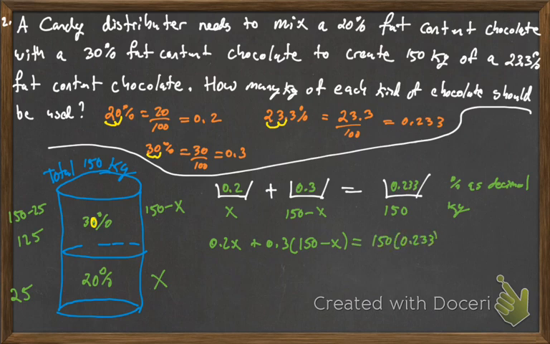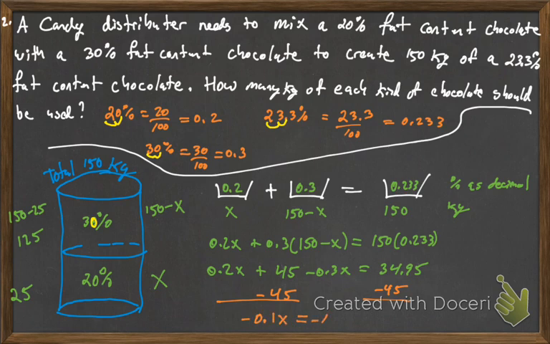Okay, so very similar to the previous one, we'll go ahead and distribute the 0.3, get 45 minus 0.3x, and then 150 times 0.233 is 34.95. We're going to isolate the x, so we're going to subtract 45 from both sides, and then we'll combine our like terms also. So we got negative 0.1x equals negative 10.05.